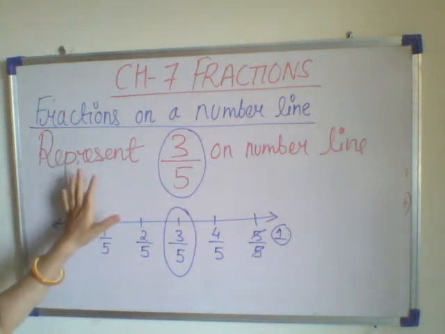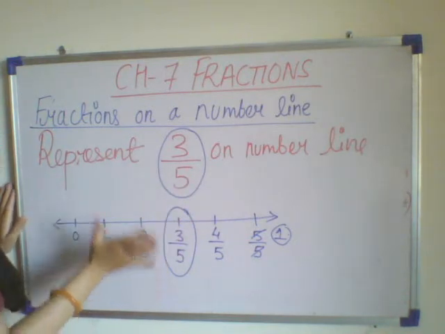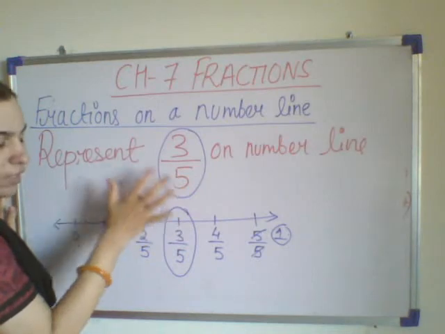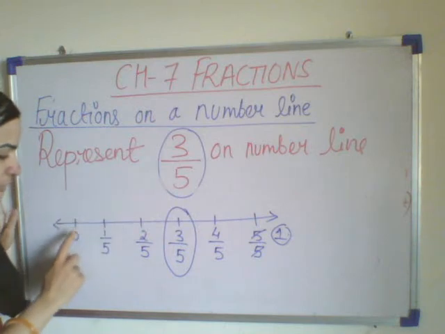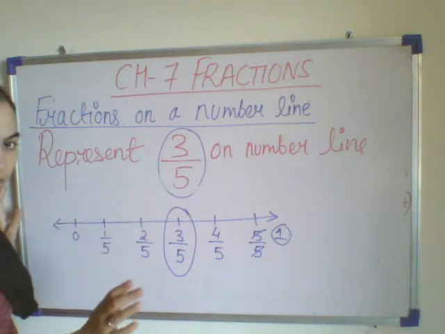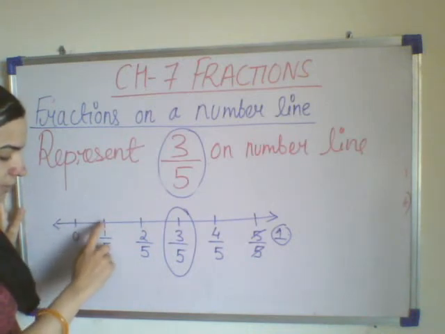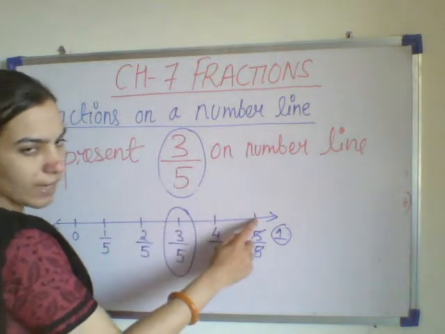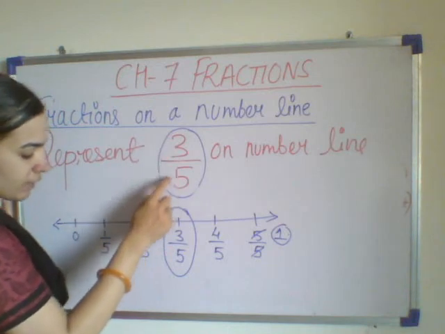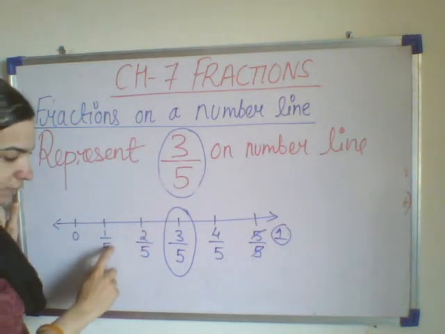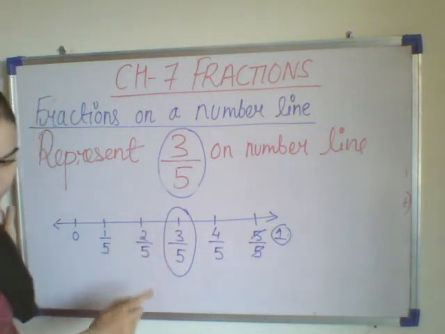Again I am repeating this question. How to represent a given fraction on a number line? Suppose this is the fraction 3 by 5. First of all see the denominator. In the denominator 5 is written. So first of all you will be dividing this line segment into 5 equal parts. So I have divided it into 5 equal parts. From 0 this is 1, 2, 3, 4, 5. Now we have to represent 3 by 5. So this first point will be 1 upon 5, second will be 2 upon 5 and the third point will be 3 upon 5.